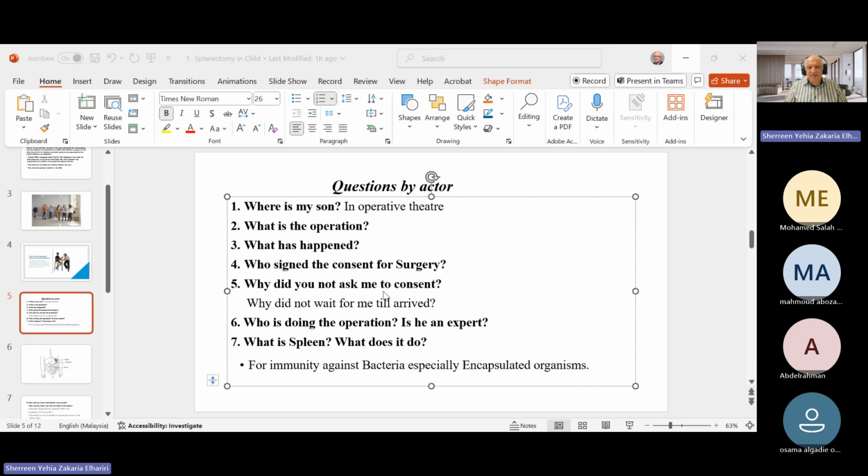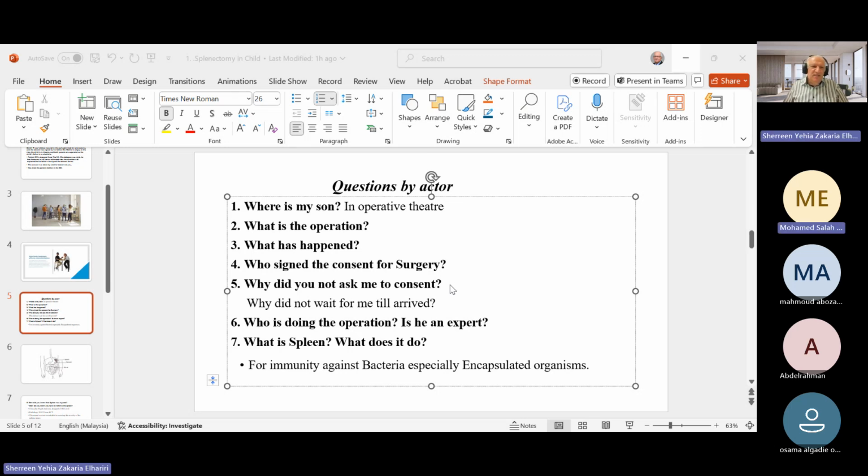So who signs the consent? His father. Why don't you ask me for consent? First, because his father is not here. Second, in this emergency situation, we don't need the signature of anyone, we just need the signature of two consultants. Okay, you understand this point? Yes. So who did the operation? Mr. Wolverson or whoever. He is an expert in this operation.